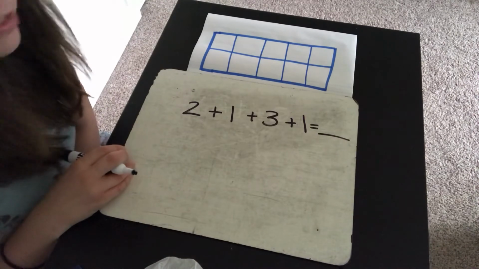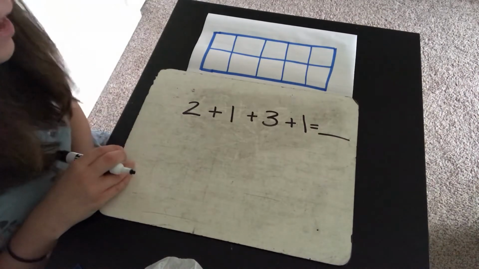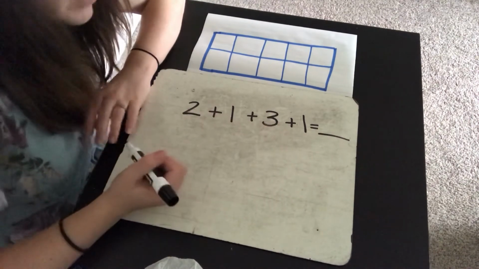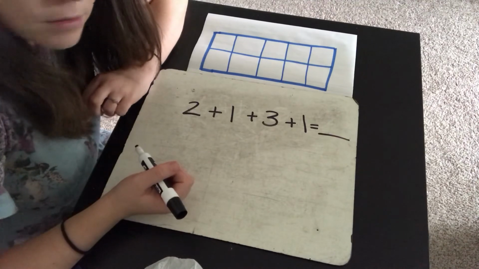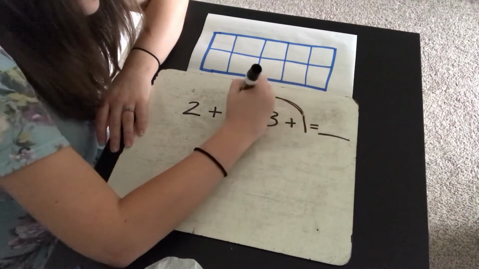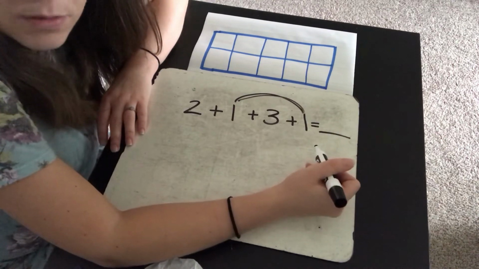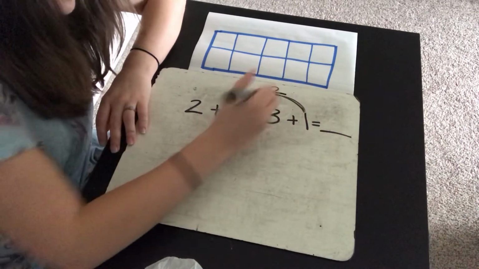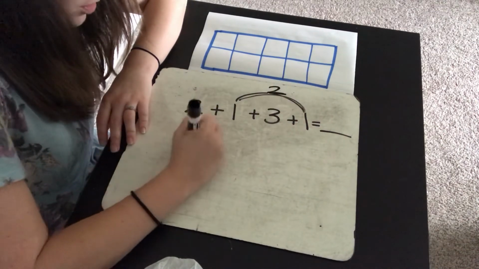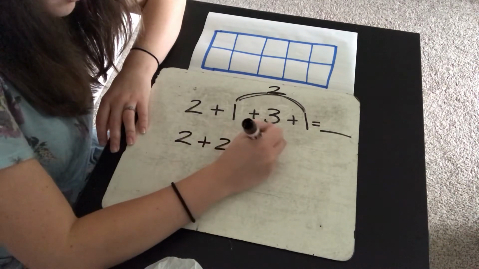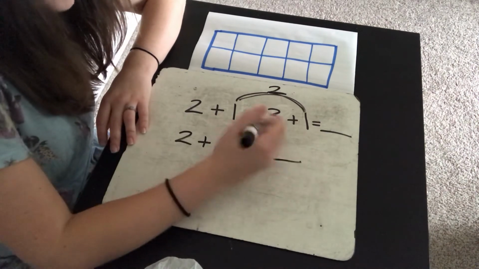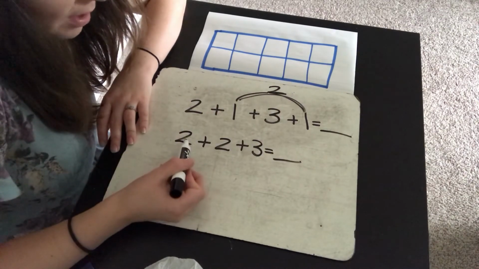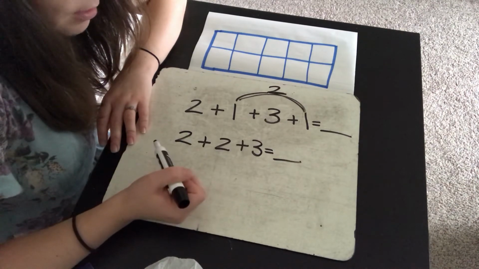Okay, I'm going to start by looking for add-ins that I can easily put together and know the answer. Do you see any numbers here that you could put together and know the answer? What about 1 plus 1? What is 1 plus 1? 1 plus 1 is 2. Okay, so now if I were to rewrite this, we have 2 plus 2 plus 3 basically, because we got rid of the 1s by making them into 2.